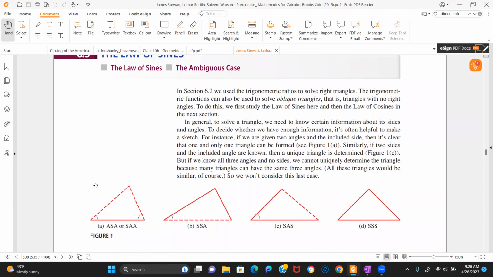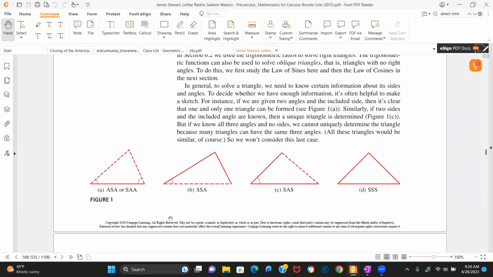So we want to solve a triangle, and there's multiple cases we have to consider. There's one case that we're not going to consider, and that's this case right here. Not in the right. Oops.